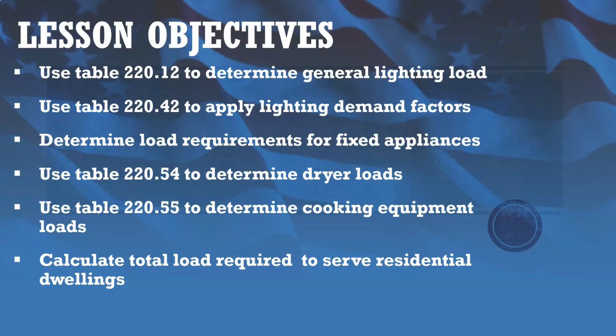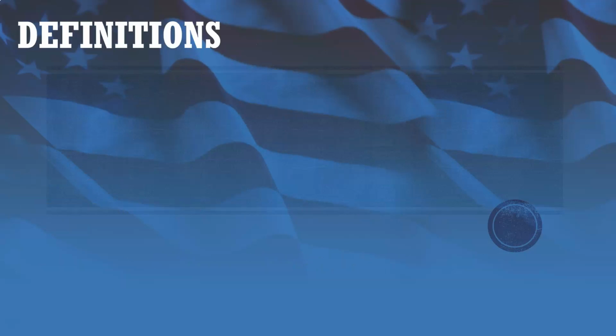So you may notice by our objectives, when we're dealing with Article 220 and dwelling calculations, we have a lot of different tables that we have to be able to use and know how to reference. We're going to be going over those in a lot of detail during this lecture. Make sure everybody knows how to use those tables.